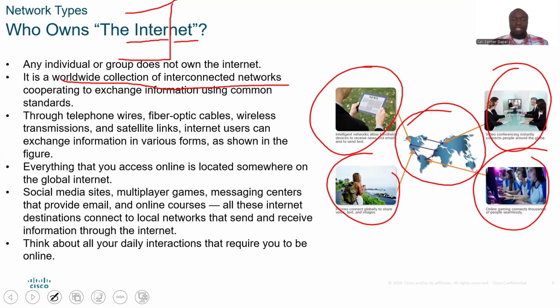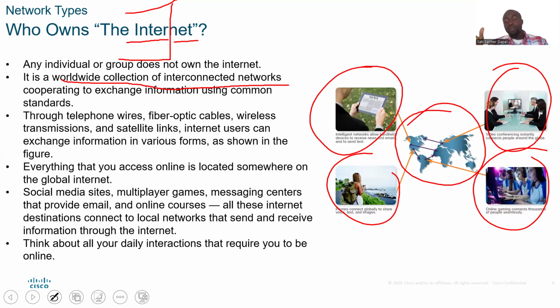Through telephone wires, fiber optic cables, wireless transmissions, and satellite links, internet users can exchange information in various forms, as we can see in this particular image. Everything that you access online is located somewhere on the global internet. Social media sites, multiplayer games, messaging centers that provide email, and online courses. All these internet destinations connect to local networks that send and receive information through the internet. Think about all your daily interactions that require you to be online.